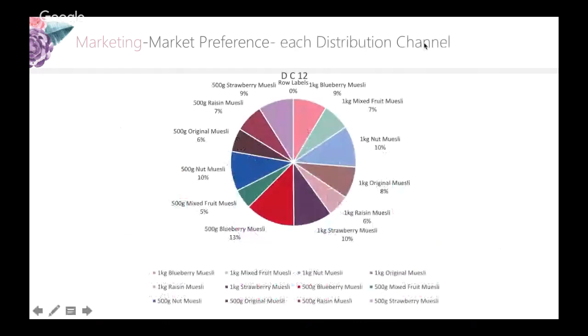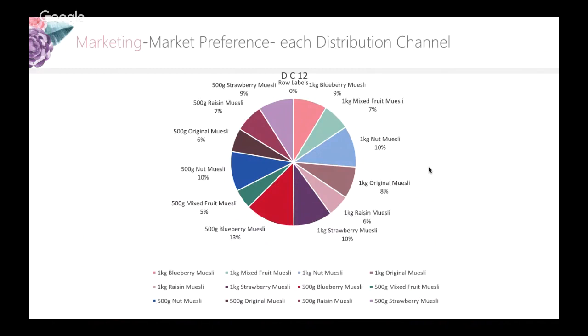For each distribution channel, there are also some preferences for those items. So we should rank the items from the most popular to least popular for each DC. It is better for us to only adjust the popular items and just keep a similar price for low demand items. That's all for the marketing part.